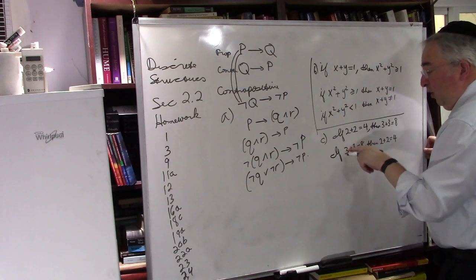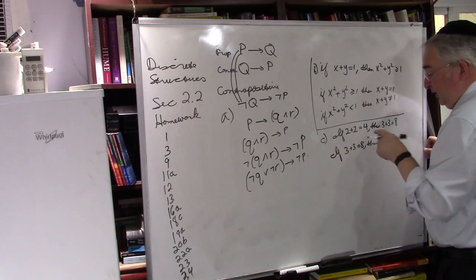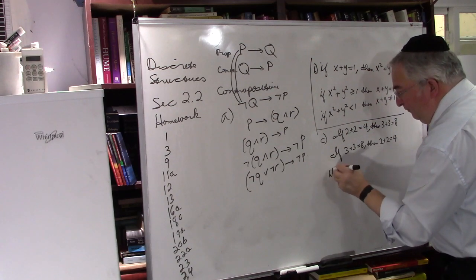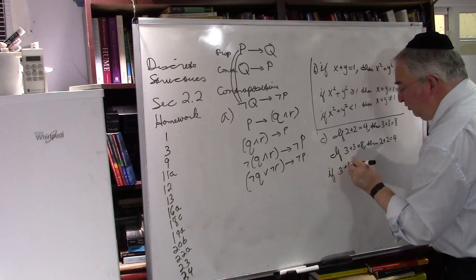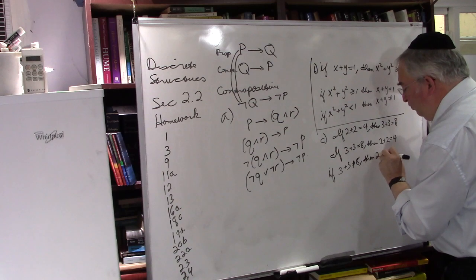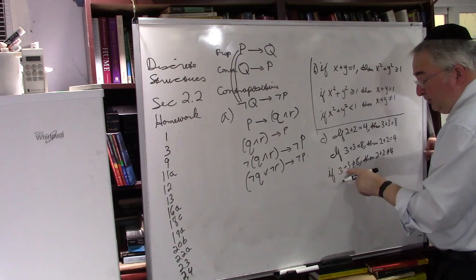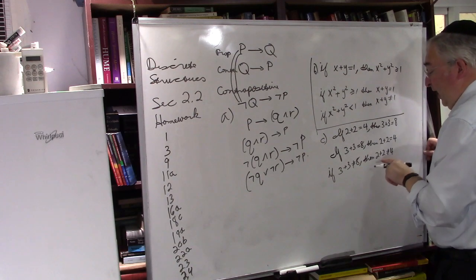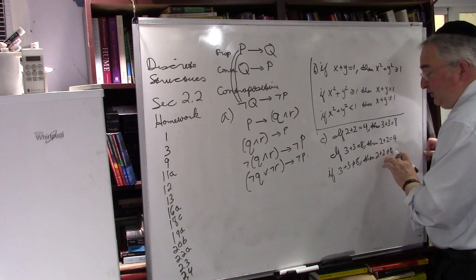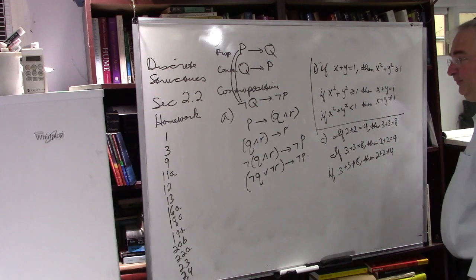Because this is always false. 3 plus 3 is 6. This is always true. False implies true. That's a true statement. Okay, the contrapositive is if 3 plus 3 is not equal to 8, then 2 plus 2 is not equal to 4. Now, this is true. 3 plus 3 is not equal to 8, it's equal to 6. And 2 plus 2 is equal to 4. So this is a true arrow false, which is false. So this whole statement is false, and that whole statement is false. This is true. Okay, good.